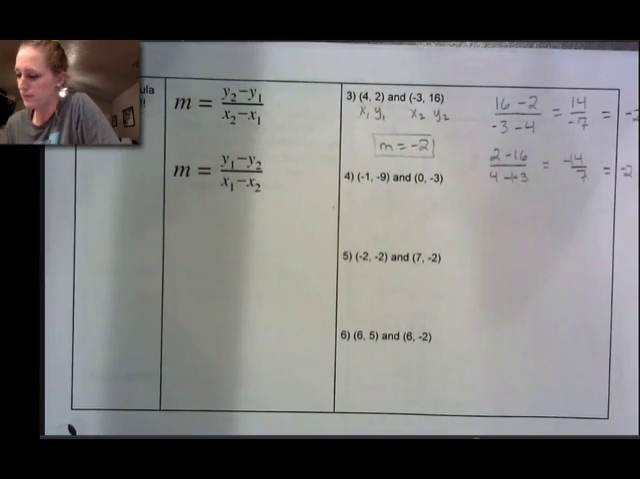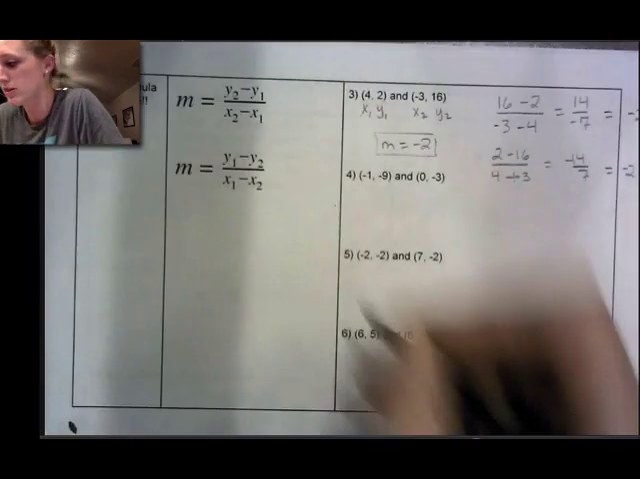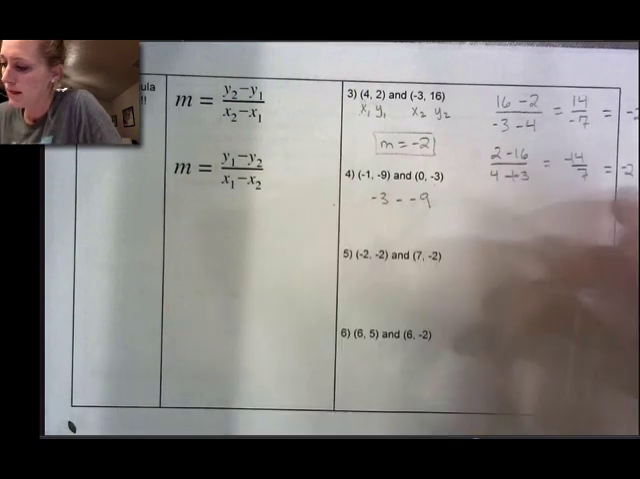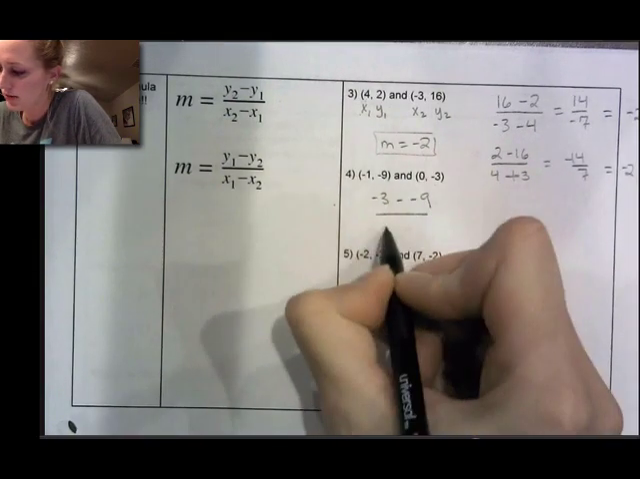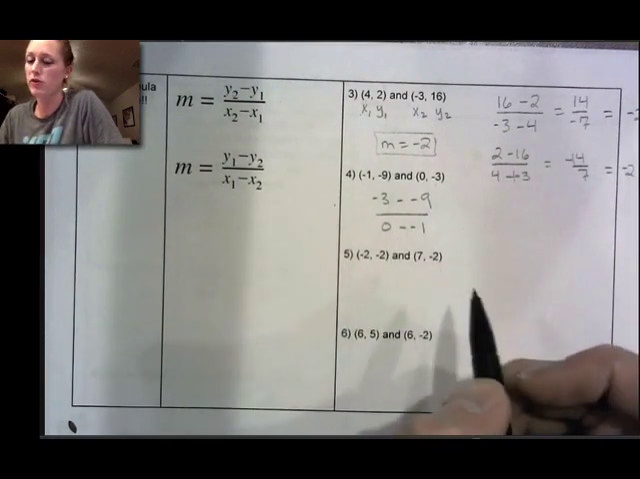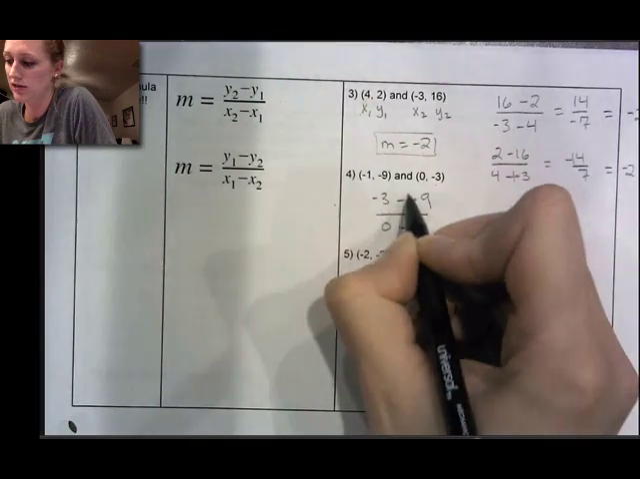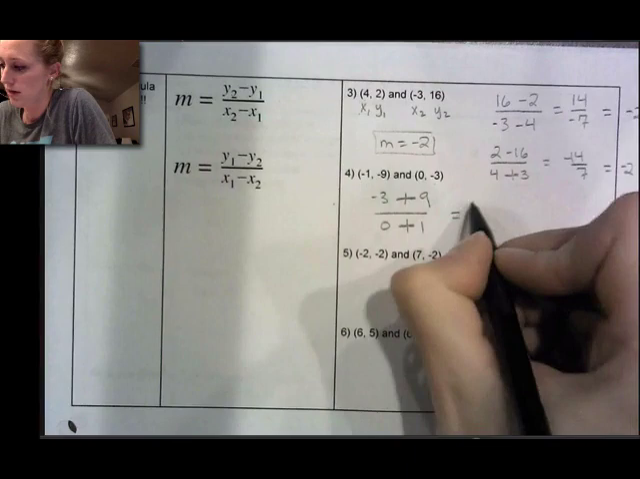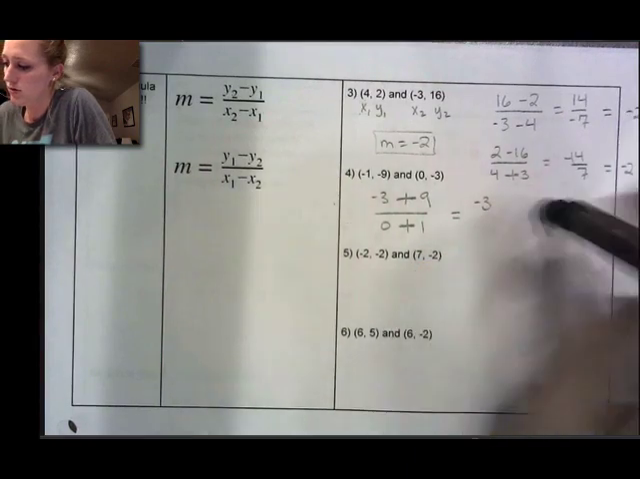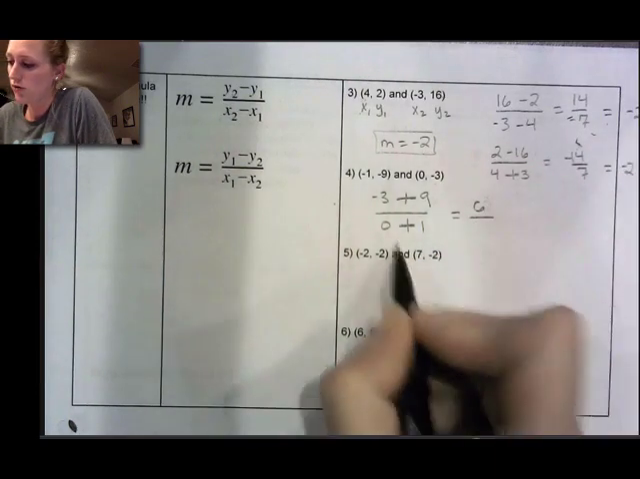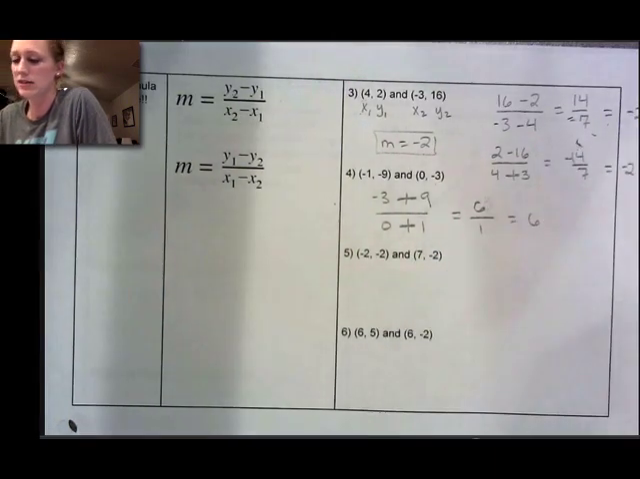All right, let's try a couple more. I typically use this top one, so I like to do the second one minus the first one, but it really doesn't matter. So I'm going to do negative 3 minus negative 9 over 0 minus negative 1. Be careful when you're subtracting a negative that you write both of those in. It's really easy to lose a sign on these because when I have both of them, it changes to addition. So this is going to become negative 3 plus 9, which is 6 over 1, which is just going to be 6.